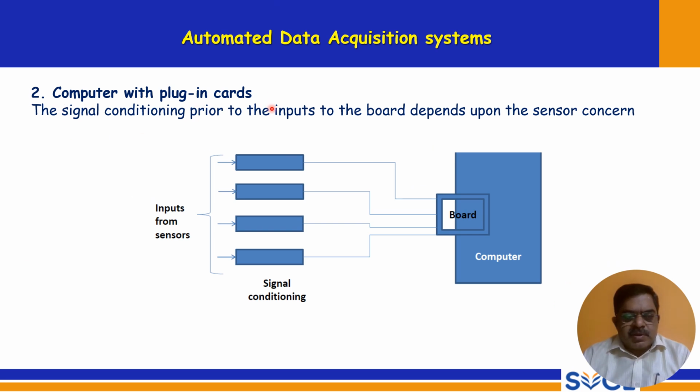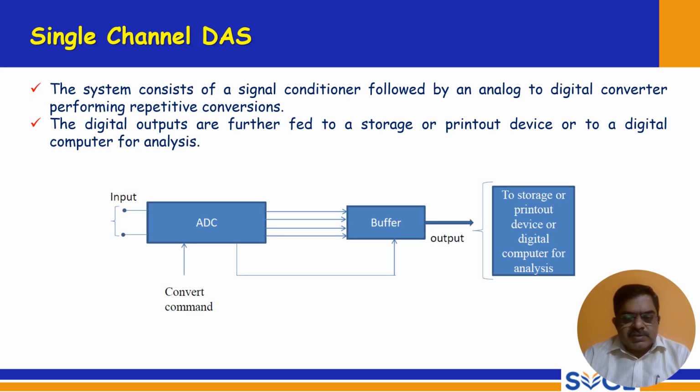Here, computer and plug-in cards: different inputs from sensors, you have signal conditioning, and then you have a PCB board, and that is connected to the computer. So this is a computer with plug-in cards. Single channel DAS: the system consists of a signal conditioner followed by an analog to digital converter performing repetitive conversions. It is single channel, meaning only one sensor or one transducer is connected here. This is the convert command from the CPU, and the digital outputs are further fed to a storage or printout device, or to a digital computer for analysis.